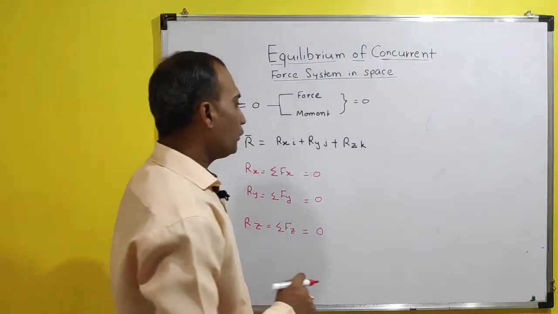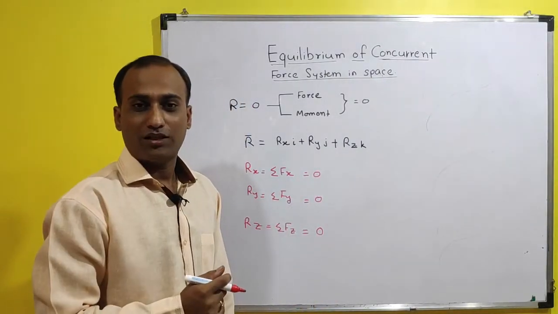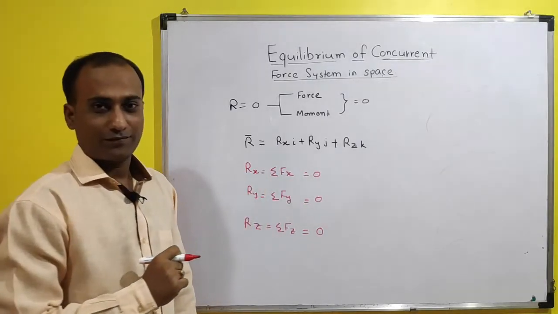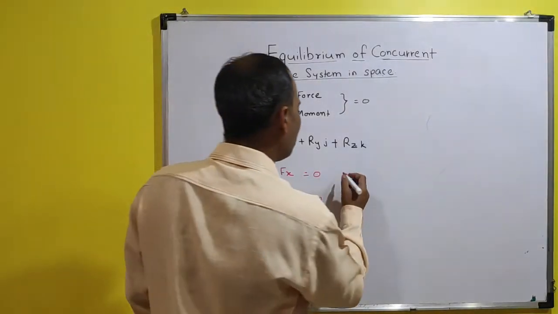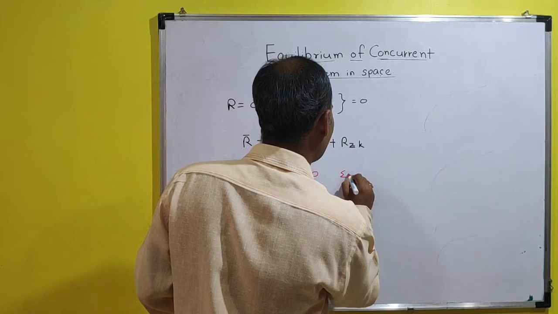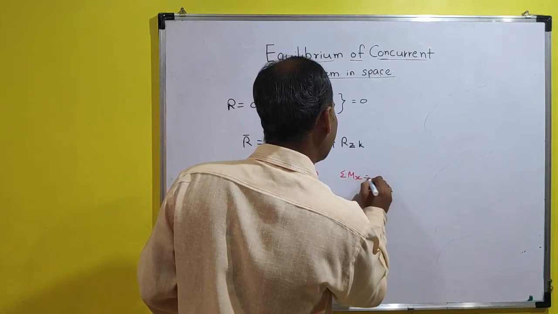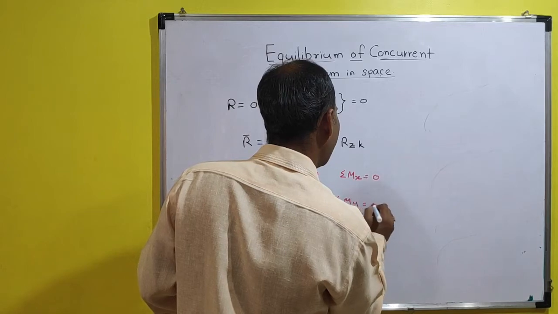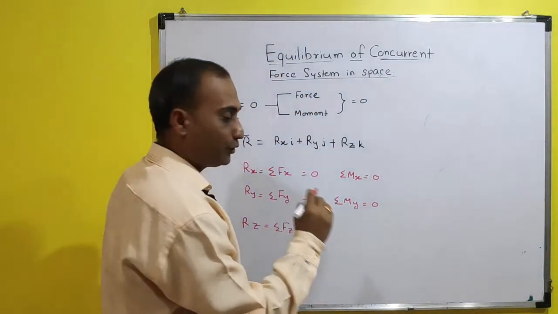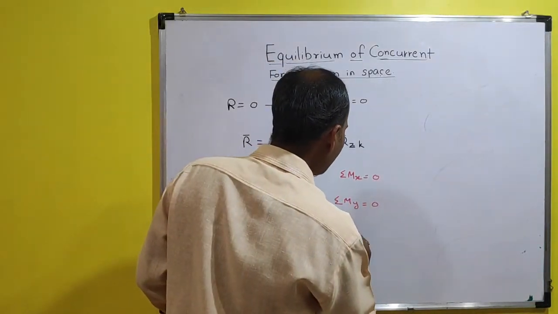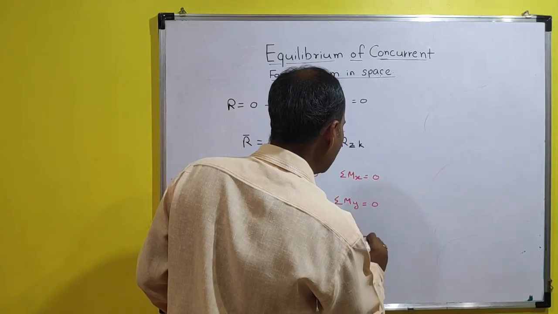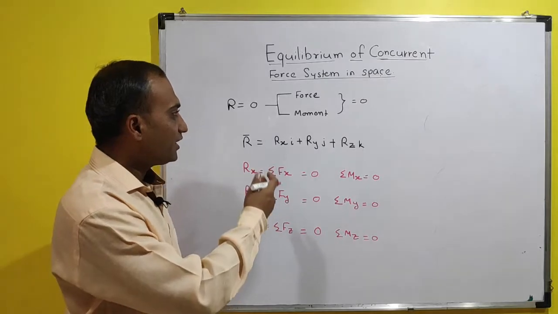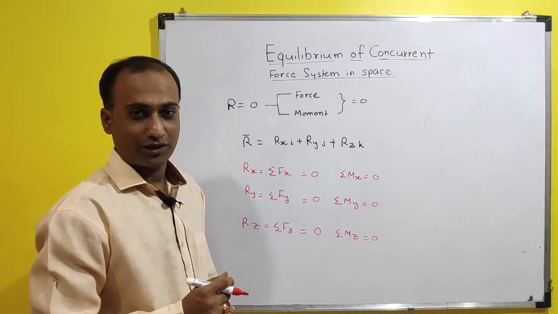So similarly we have other conditions of the equilibrium, that is for the moment. For the moment also we will have summation of moments about x-axis is equal to 0, summation of moments about y-axis is also 0, and summation of moments about z-axis is 0. So these are the conditions of equilibrium.